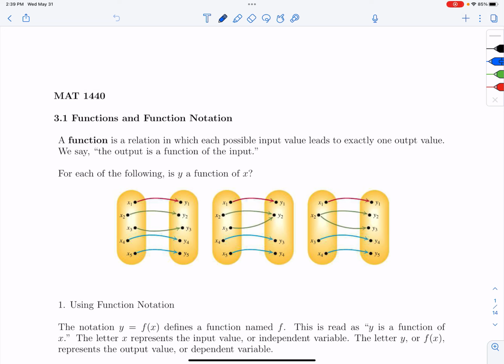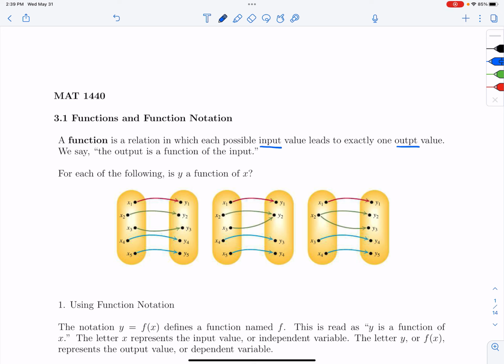In this video, I'll be going over functions and function notation. So we say a function is a relation in which each possible input value leads to exactly one output value. We say the output is a function of the input.